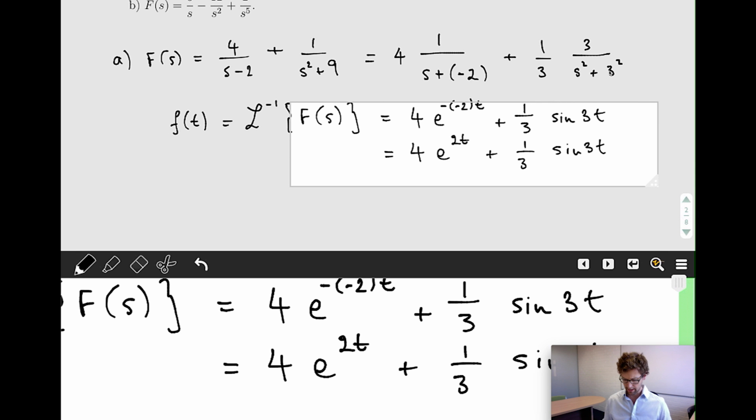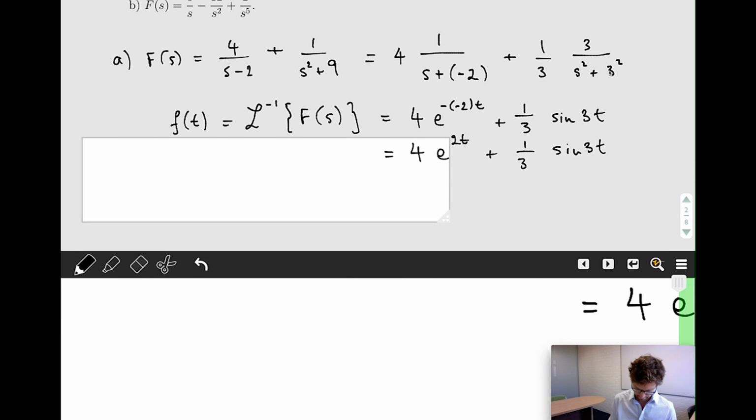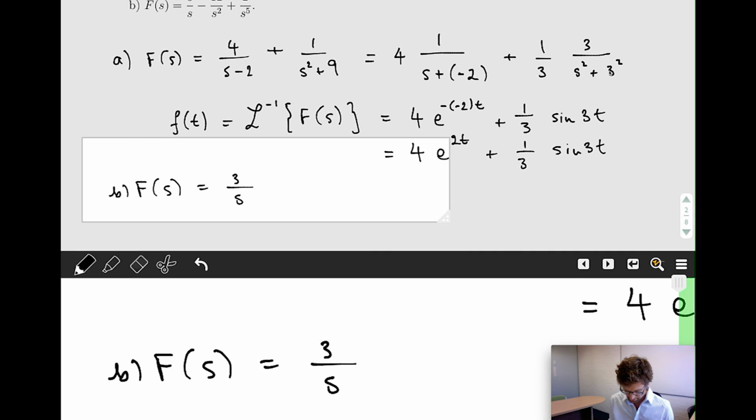Let's take a look at the next example, b. We're looking for the inverse Laplace transform of the function 3 over s minus 12 over s squared plus 2 over s to the power of 5.